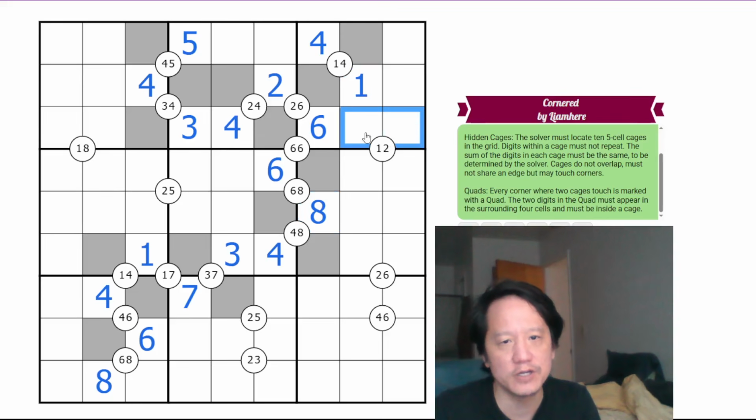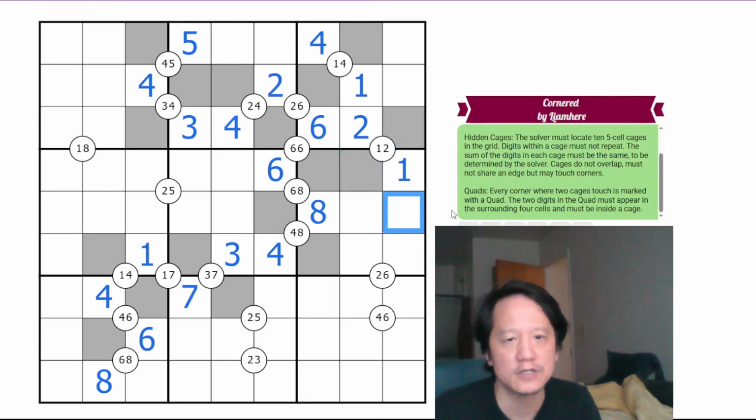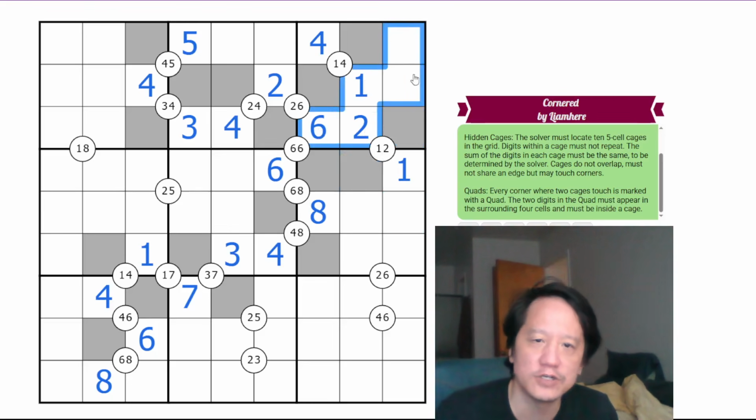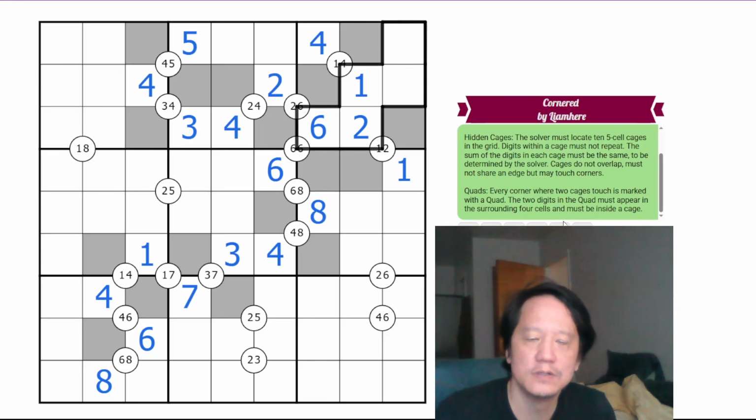1 eliminates 1 here, and eliminates 1 here, so there must be a 1 surrounding this quad. So this is 1 with 2 being there. Therefore, these cannot be cages here. So this is a guaranteed cage here. So we know this is a cage. Let's mark them all. I guess we can mark them as green, right? This must be a 5-cell cage. So that's done there.